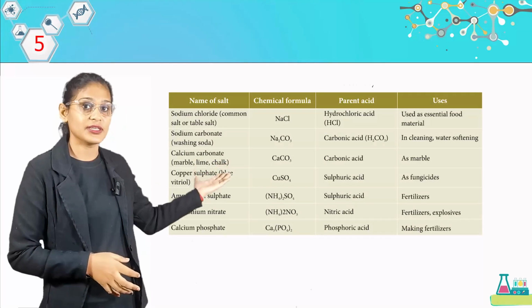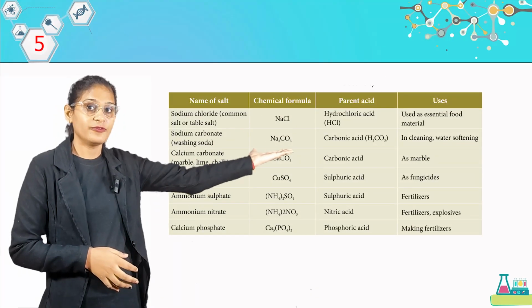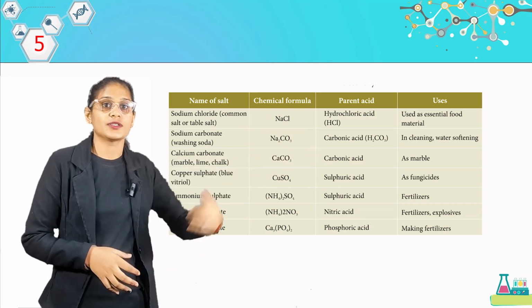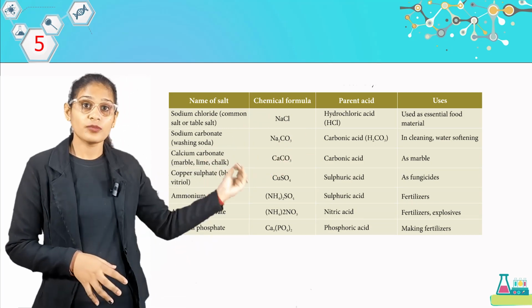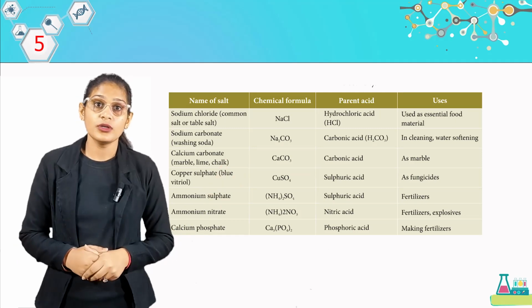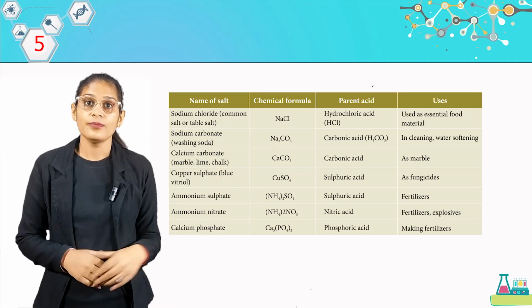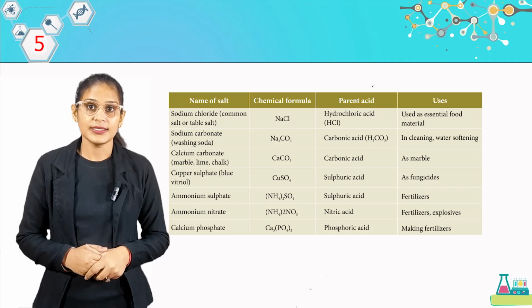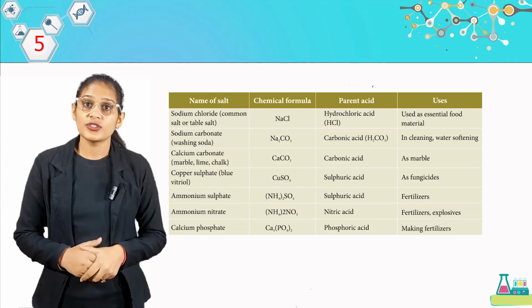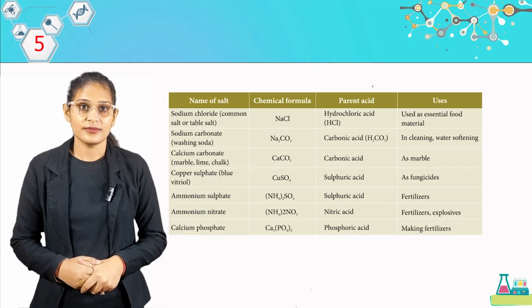Now students, we have a table. Name of salt, chemical formula, parent acid, uses. The first we have sodium chloride, common salt or table salt. Chemical formula NaCl. Parent acid hydrochloric acid HCl. Uses: used as essential food material.